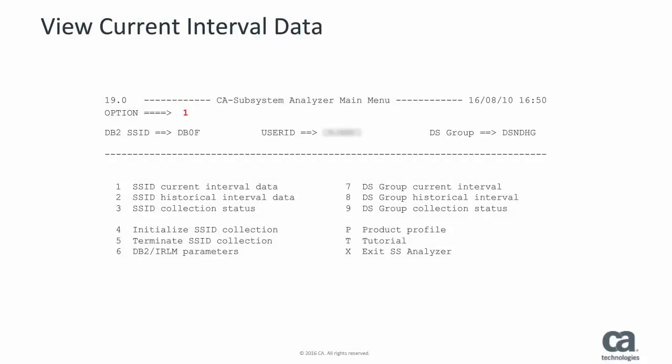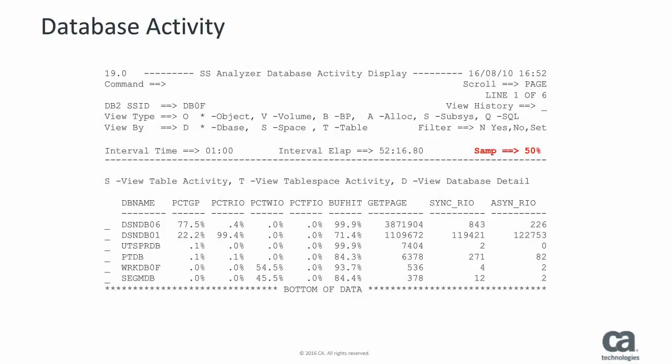In this section, we show you where the sampling rate appears in various displays. Type 1 at the option prompt of the main menu and press Enter to view current interval data. The object view of the database activity display shows information about Getpage requests, physical I/O activity, and buffer pool hit ratios. Notice that the SAMP field shows the 50% sampling rate that we selected for the collection. Next, we'll look at historical data. Press F3 to return to the main menu.